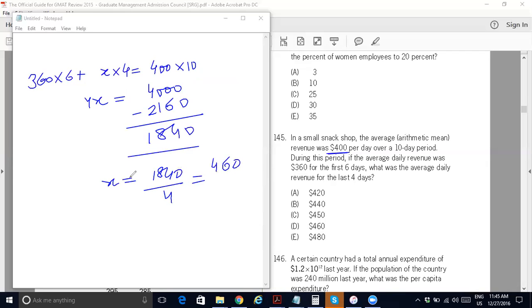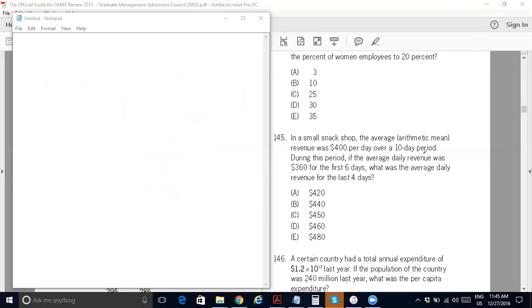You see that this involves actual calculations, whereas in this alligation, there is no calculation. So that is the reason why alligation is extremely fast. And if you know alligation, that will help you solve extremely difficult data sufficiency questions in a matter of seconds. Okay, so this is clear?